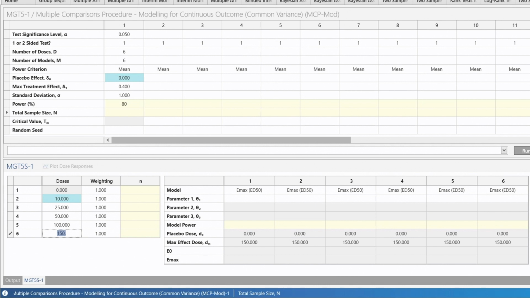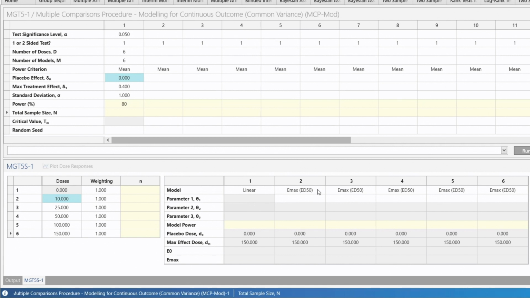In this case, 6 models were considered, the first of which was the simple linear model, where we expect that for each unit of dose increase, we would expect a constant increase in the dose response. This requires no additional parameter input.